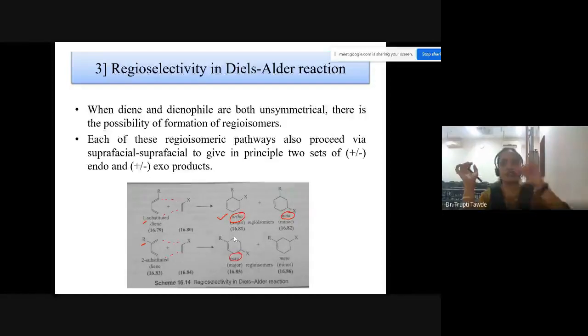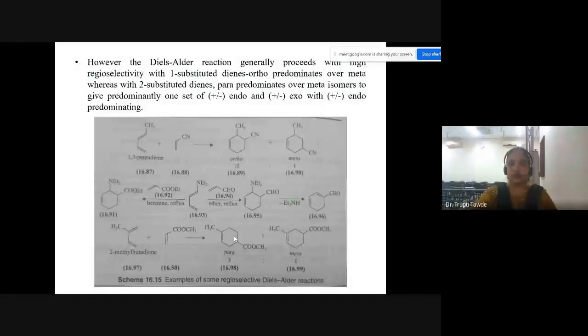OK, now let us come back to that point. We decided by Woodward Hoffmann suprafacial that out of 16, 4 will be obtained, and out of 4 only 2 will be obtained, which was decided on the basis of Alder's endo rule. OK, now we are going for the actual approach. These are some examples I have given. You can go through it, where the ortho is formed as a major product and the para is formed as a major product. So some examples are given here.